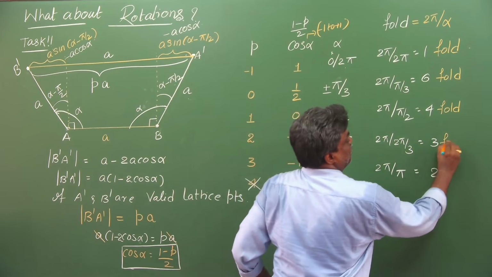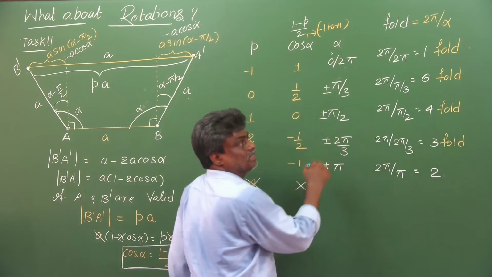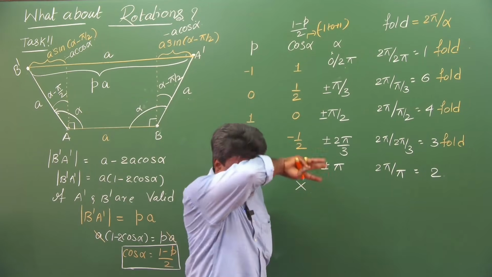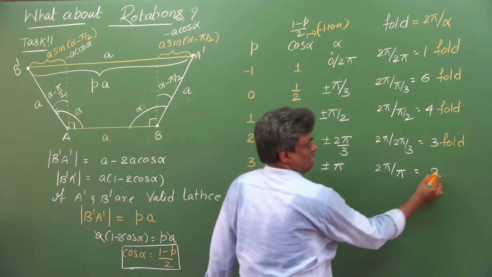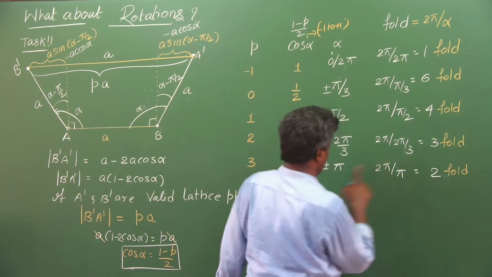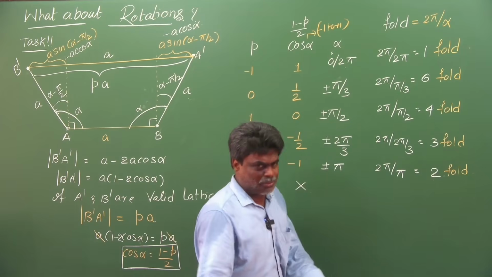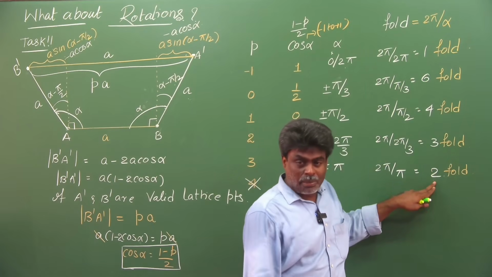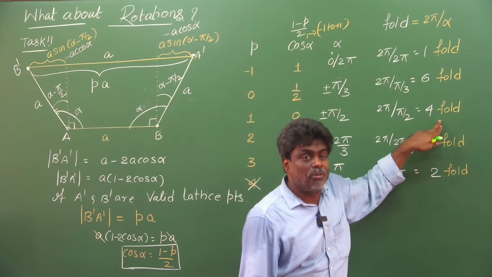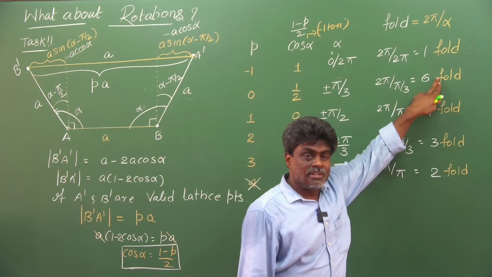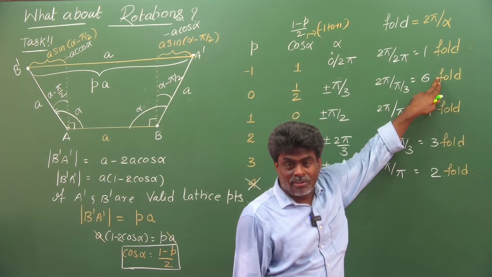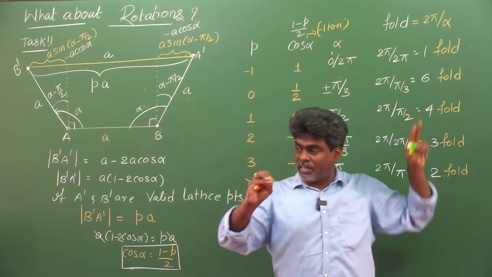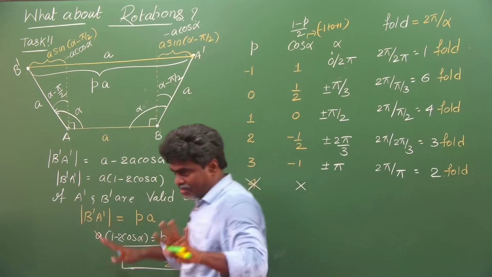Next, this is the 3-fold. What angle? 120 degrees. If you rotate 120 degrees 3 times, you will get the same side. And this is also a 2-fold. What angle? Pi. That is obvious, you know that. So 1-fold, yes, present. 2-fold, present. 3-fold, present. 4-fold, 6-fold. Where did 5-fold go? It does not exist. 5-fold symmetry in the crystal does not exist.